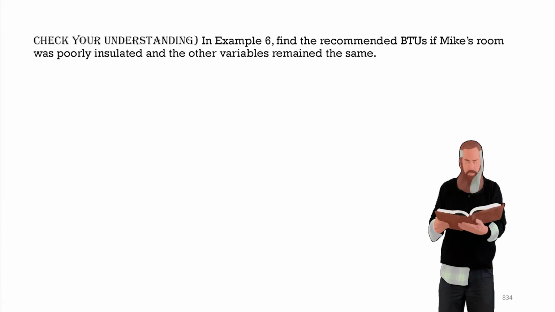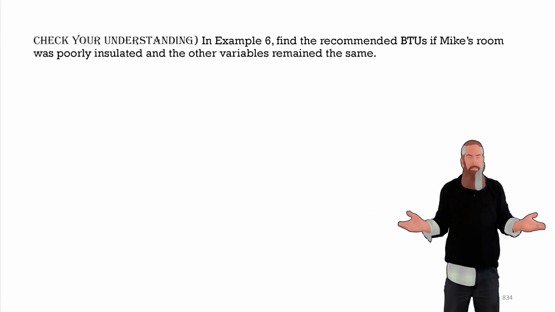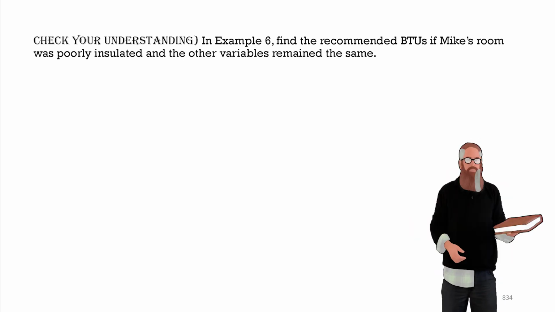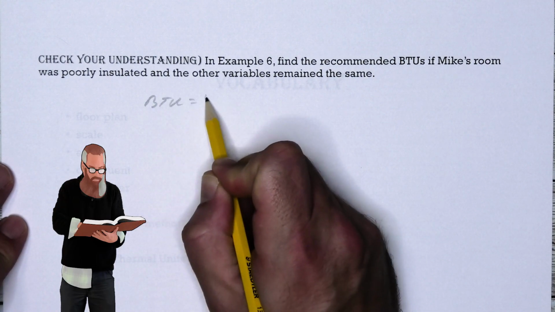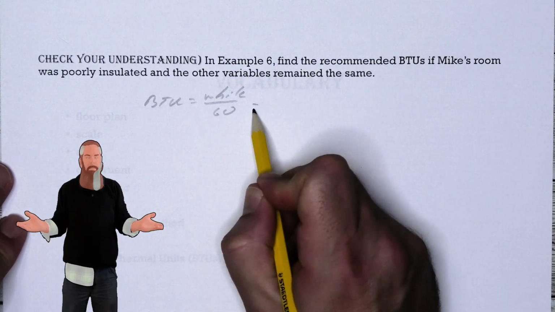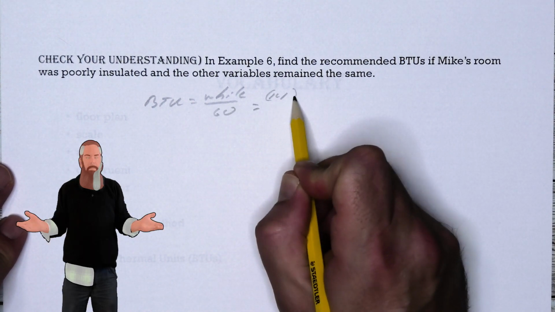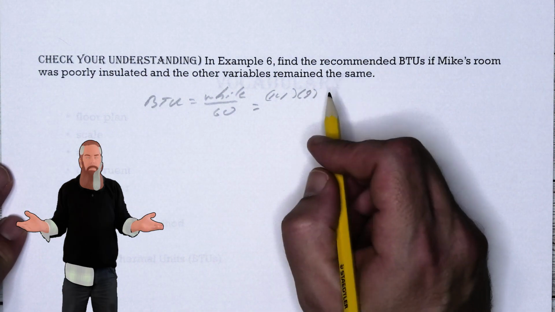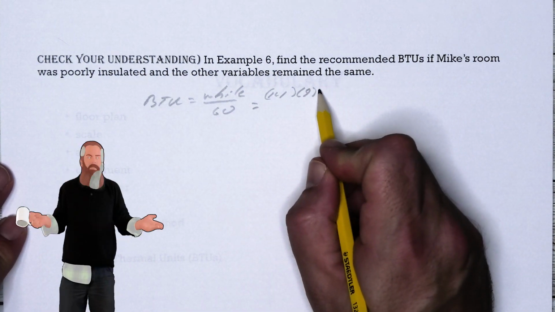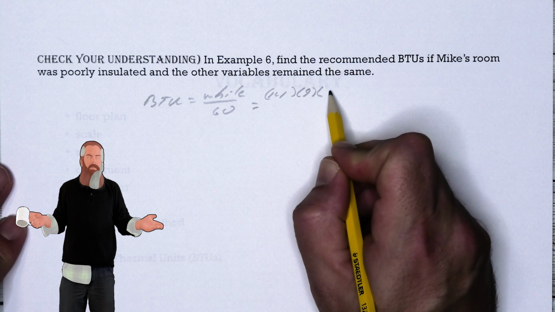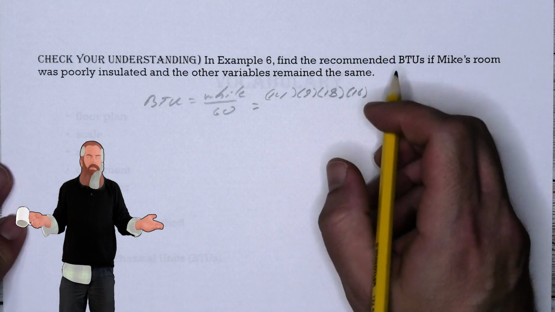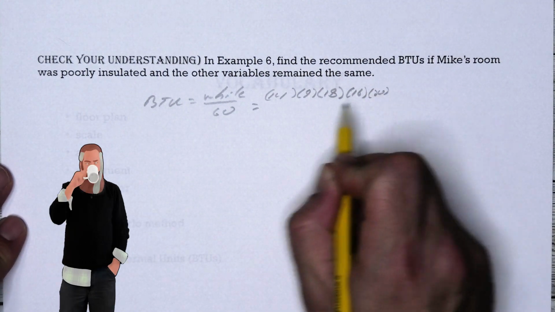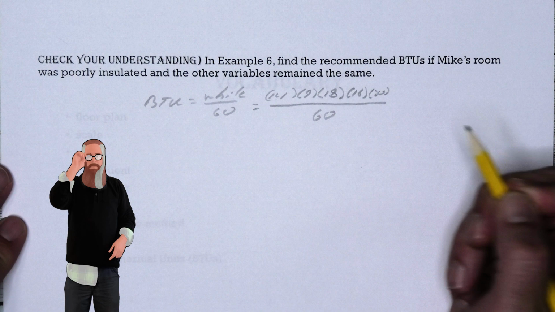Let's check our understanding. In example 6, let's find the recommended BTUs if Mike's room was poorly insulated and other variables remained the same. This means we would be looking at the BTU is equal to W times H times I times L times E divided by 60. The dimensions of the room remain the same, so we still have 14, 9, but instead of being a well-insulated room where we would multiply by 10, this is a poorly insulated room where we would multiply by 18. The length of the room is still 16, and the room hasn't changed sides of the house, so we still have 20. All of this divided by 60.